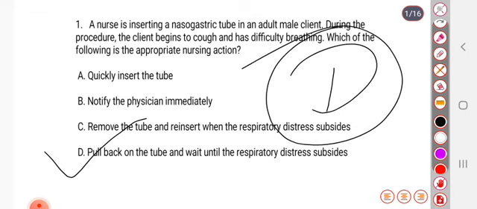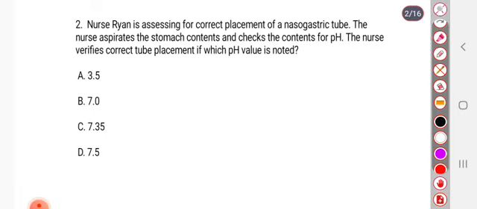Next, the nurse Ryan is assessing for correct placement of a nasogastric tube. The nurse aspirates the stomach content and checks the content pH. The nurse verifies correct tube placement if which pH value is noted? नर्स नेजोगैस्ट्रिक ट्यूब इंसर्ट करने के दौरान करेक्ट प्लेसमेंट का पता करने के लिए पीएच की वैल्यू को नोट कर रही है। तो इसमें से राइट आंसर कौन सा है?